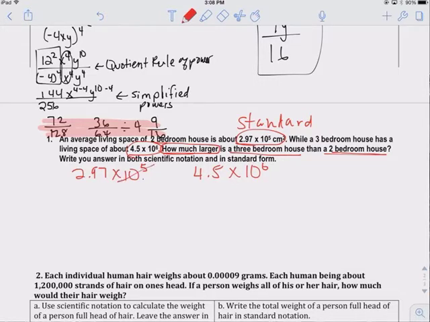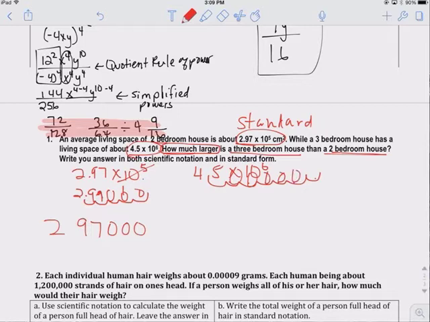10 to the 5th power, get that, times it by 2.97. So you move 5 spaces. For the sake of time, I'm doing 1, 2, 3, 4, 5. So 2, 9, 7 with 3 zeros. I move this 6: 1, 2, 3, 4, 5, 6, right? So 4, 5, 0. Okay, so I can now multiply those two numbers together, right?